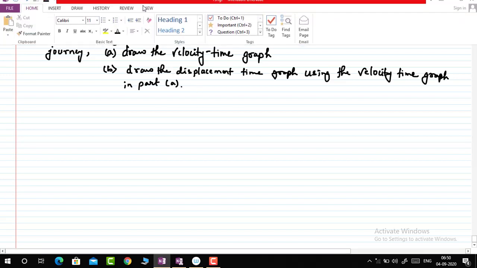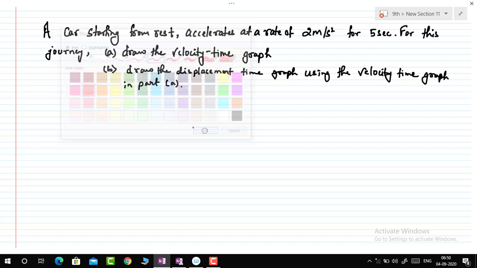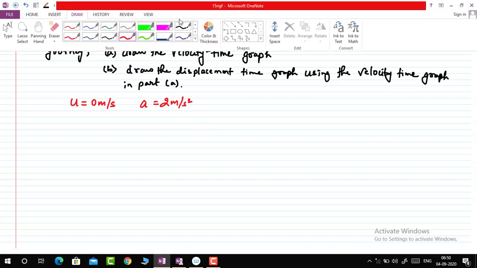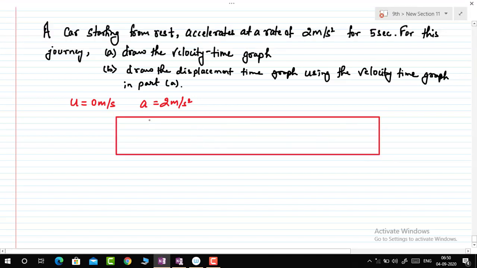So to find the velocity time graph, first we need to, here we know that the car starts from rest, so the initial speed is 0 meter per second, and the time is, and acceleration is 2 meter per second square. So we will calculate the speed at every moment, like at 0 second, at 1 second, 2 second, and every second. So this is representing velocity, and this is representing time.